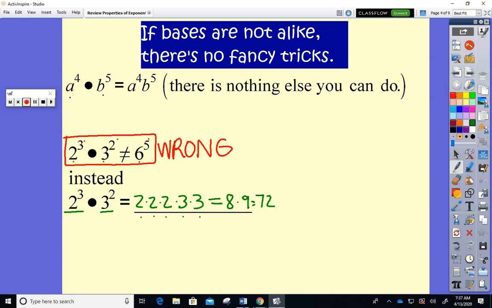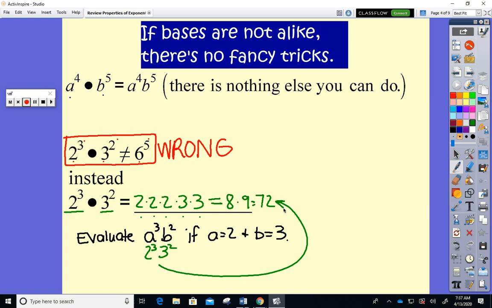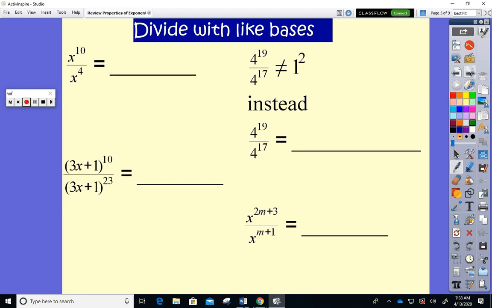So for instance, if you had a plug and chug problem and it said evaluate A cubed B squared if A is 2 and B is 3. This is what I call a plug and chug problem because you just plug in and you go. That's what you just did. Okay? You just said, well, if A is 2, then I've got 2 cubed. And if B is 3, I've got 3 squared. And you just worked it out. Okay? So there's nothing fancy to those problems. It's just a straightforward, like an Algebra 1 kind of level problem.